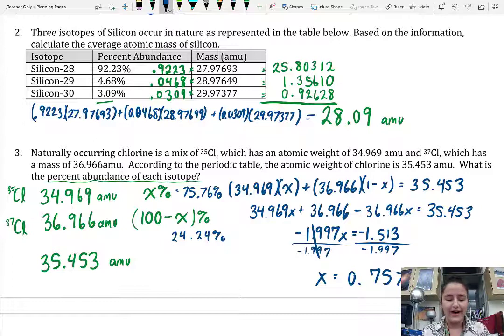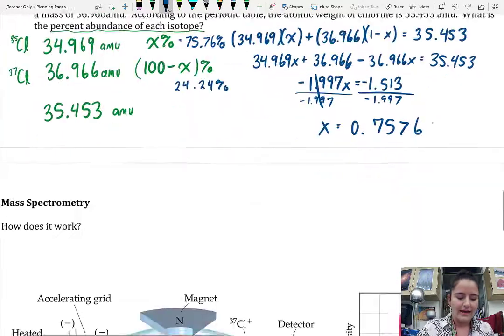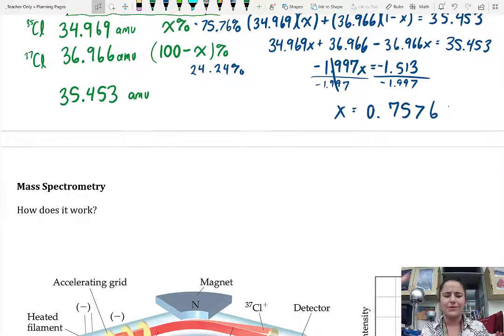So chlorine-35 is 75.76% of the chlorine atoms, and chlorine-37 is 24.24%. Okay, cool? Okay, cool. Next, we're going to talk about, wait a minute, how did they even figure out that there are different isotopes of atoms?